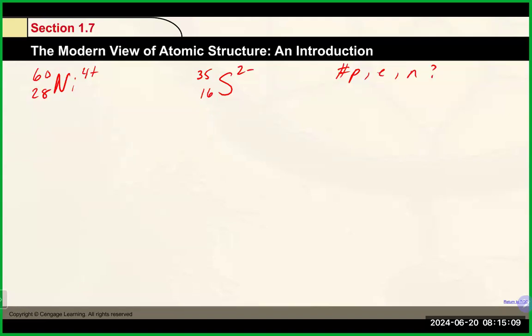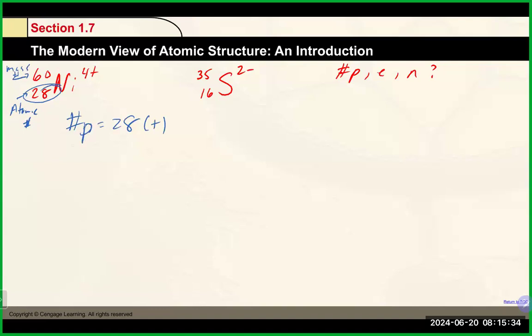Okay, so let's take a look. We'll start here. So remember, when written like this, the top number is our mass number. The bottom number is our atomic number. So that means in this case, our atomic number is going to give us our number of protons, which is 28. And again, that's going to be 28 basically positive guys.